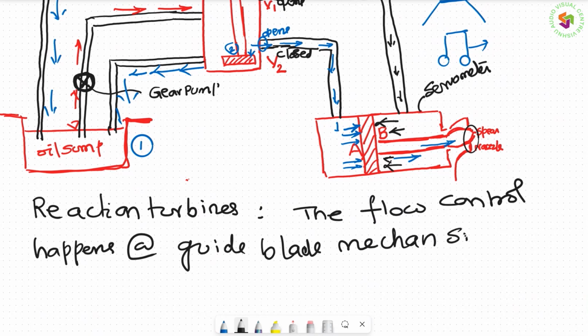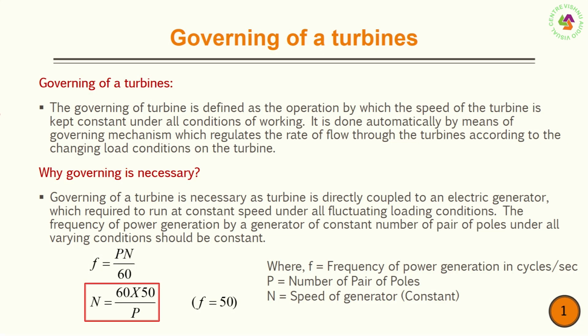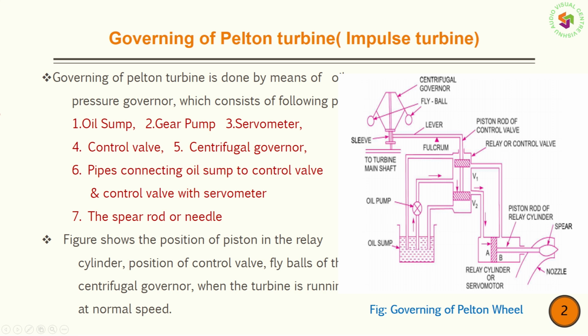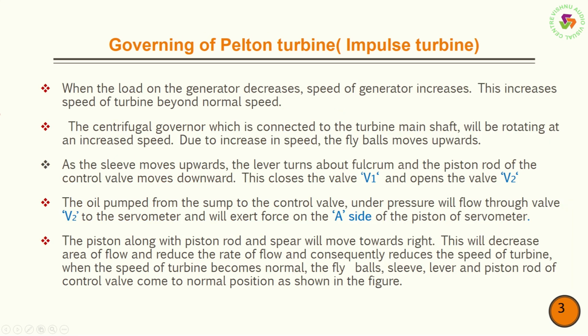We change the width between the vanes, and thereby we increase or decrease the flow, so the speed can be maintained. So this is the governing mechanism in the case of turbines. Kindly go through that. Figures are very, very important. Both the impulse turbine and reaction turbine, you need to really follow them.